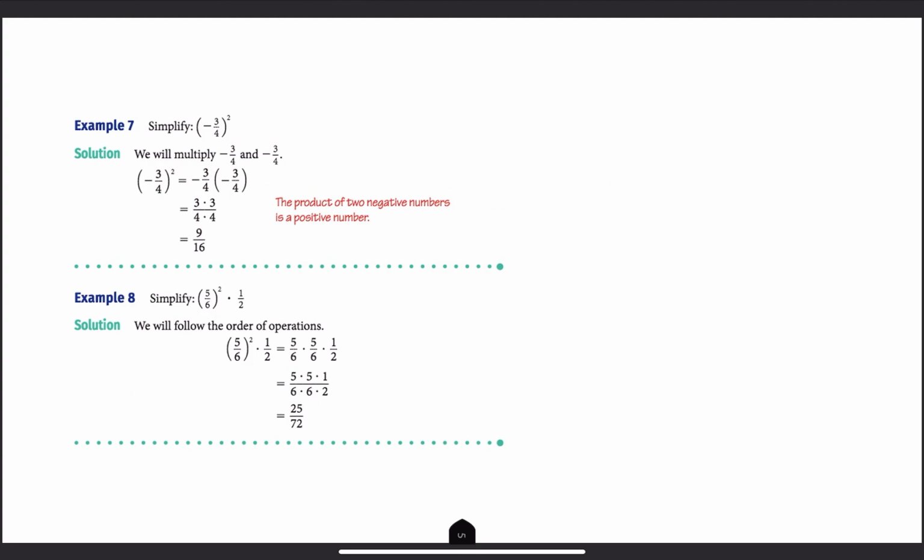So let's look at simplifying an expression with a fraction and an exponent. So here's negative 3/4 squared. So this means 2 factors of negative 3/4. Now a negative times a negative is a positive.